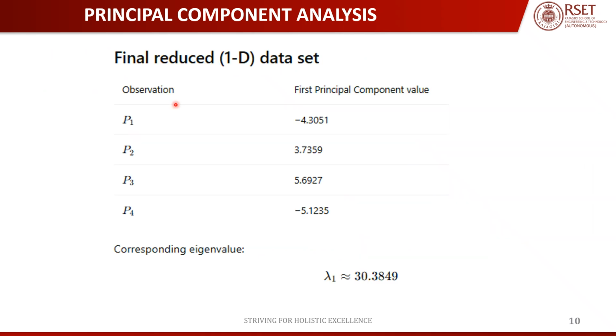In a similar way, as the final data, you can write the observations in the first column and then write the first principal component values, the corresponding P1, P2, P3, P4 values, in this table as the final answer. And also you can write the first principal component, that was our largest eigenvalue, as the final answer.